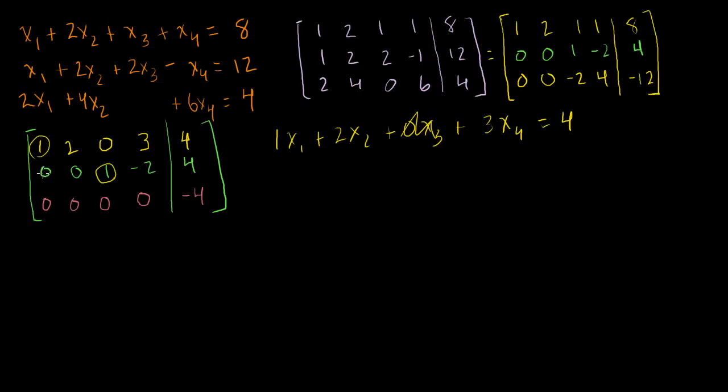Then I get 0 times x1 plus 0 times x2 plus 1 times x3 minus 2 times x4 is equal to 4. And then this last row, what do I get? I get 0 x1 plus 0 x2 plus 0 x3 plus 0 x4. Well, all of that's equal to 0.